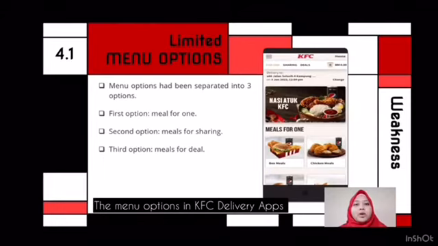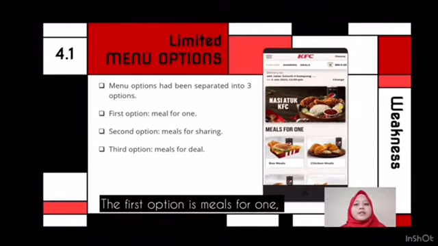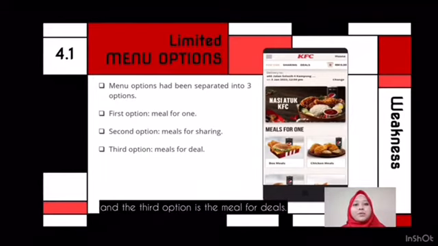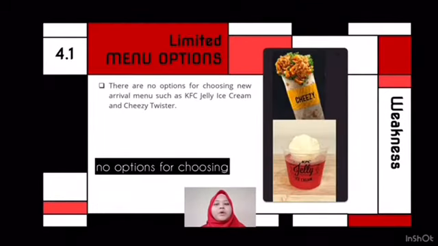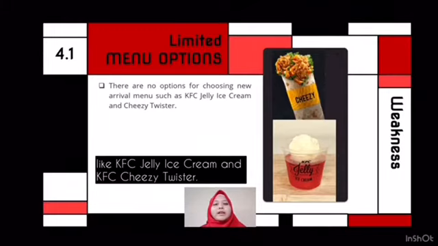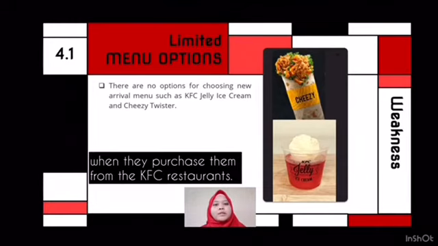The menu options in KFC Delivery Apps are separated into 3 options. The first option is meal for one, the second option is meal for sharing, and the third option is meal for deals. Besides, there are no options for choosing some new arrival menus like KFC Jelly Ice Cream and KFC Cheesy Twister. Customers can only try these menus when they purchase them from the KFC restaurants.